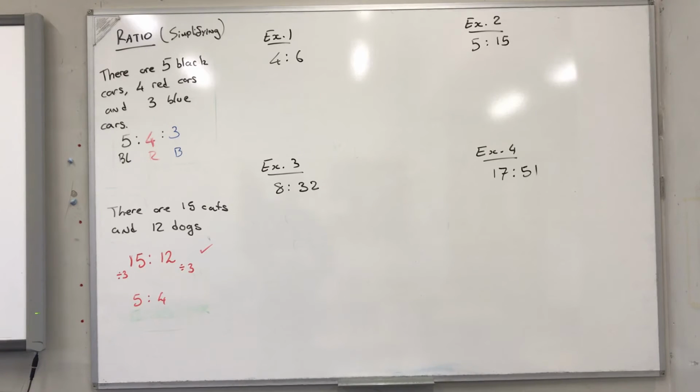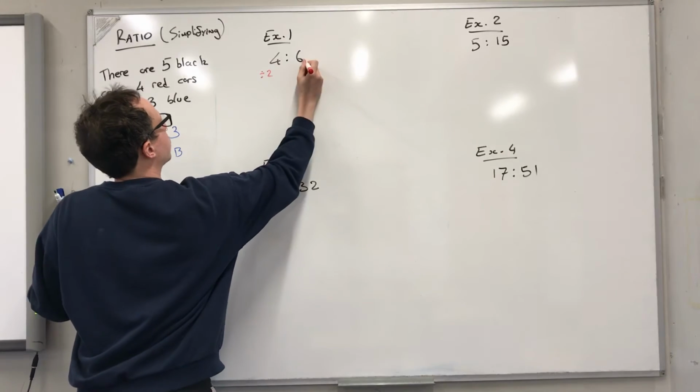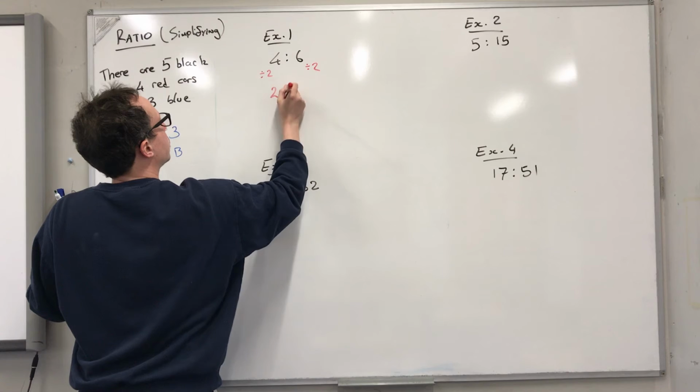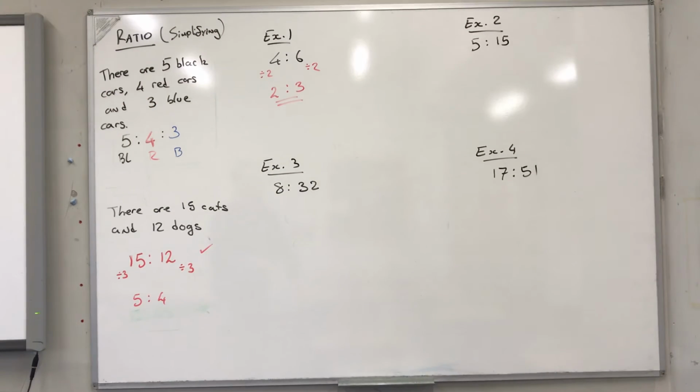And so that ratio of 15 to 12, which is cats to dogs, can be simplified down into 5 to 4, because 15 divided by 3 is 5, and 12 divided by 3 is 4. Okay? So really all we're going to do here is very quickly simplify each of these ratios, and that's it. So example 1, you can see it's 4 to 6. They're both in the 2 times table, giving me 2 to 3.